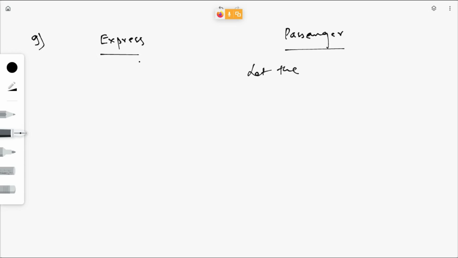Let the speed of the express train be x, or speed of the passenger train be x. You can take either one of these two. Here I will take, let the speed of the passenger train be x kilometer per hour. And then the speed of the express train will be how much? x plus 11. How much faster? This is 11 kilometer per hour faster than the passenger train, so x plus 11 kilometer per hour.